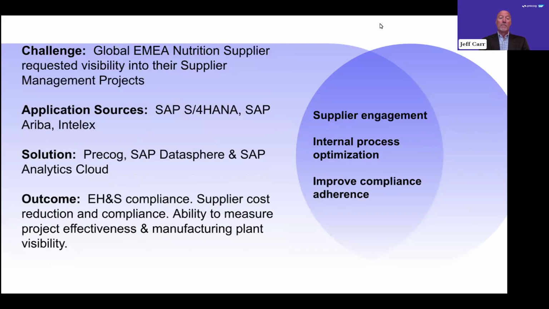What was the outcome? They were able to improve compliance for employee health and safety, implement supplier cost reductions and better compliance with supplier regulations, and the ability to measure project effectiveness and manufacturing plant visibility. Again, some additional outcomes: supplier engagement improved, internal processes were optimized, and again, improved compliance with various policies around employees and employee health and safety.